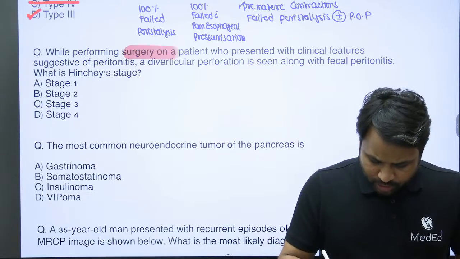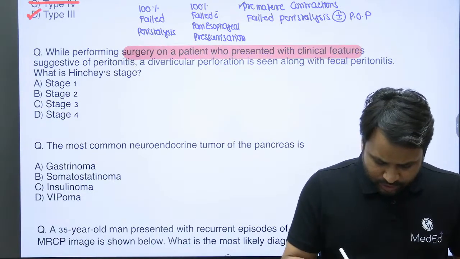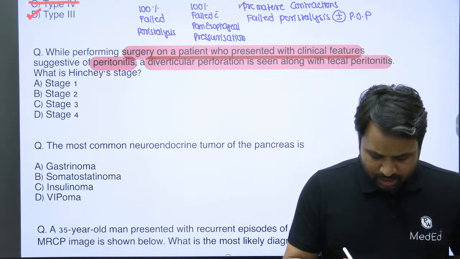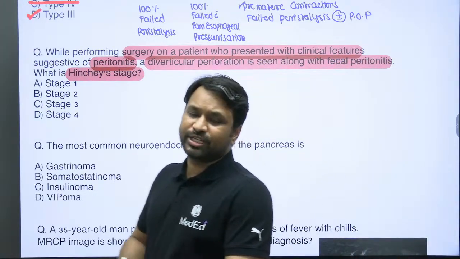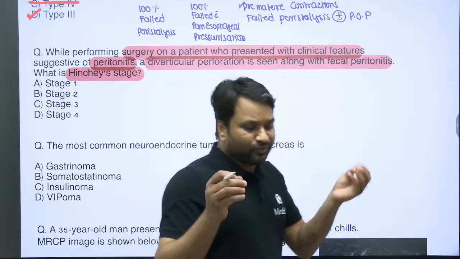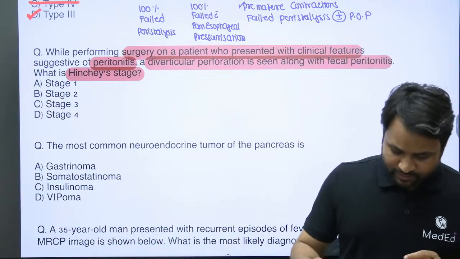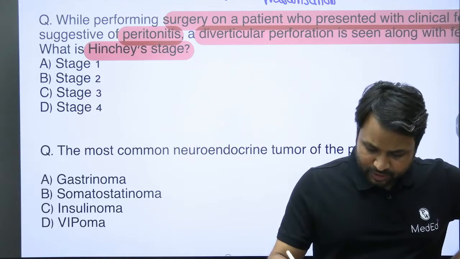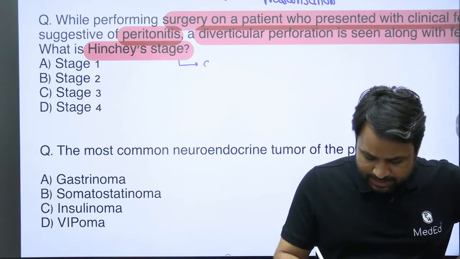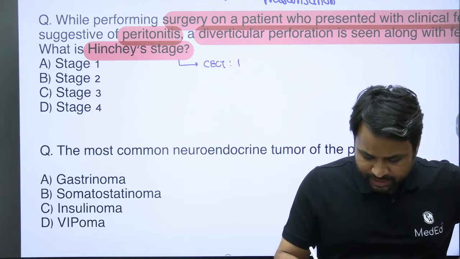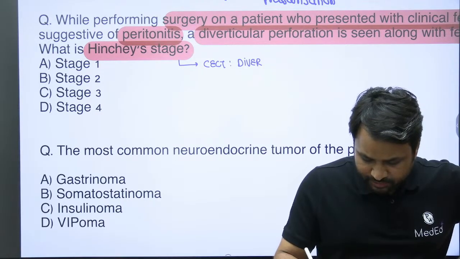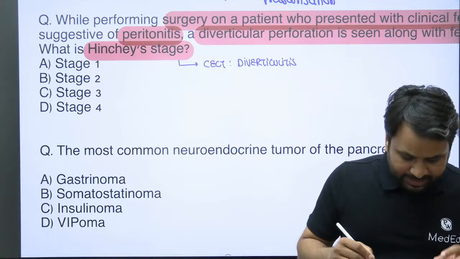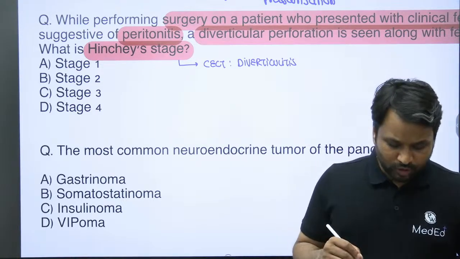While performing a surgery on a patient who has presented with clinical features of peritonitis, diverticular perforation is seen along with fecal peritonitis. What stage of Hinchey's is it? We have been talking about it. First of all, the question is where do you have Hinchey's classification or staging? Hinchey's is for diverticulitis. It is a CT based classification for diverticulitis.